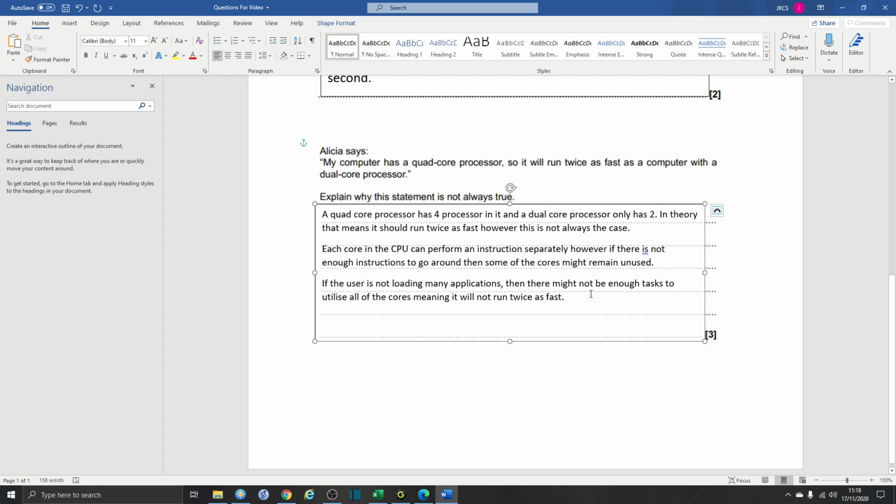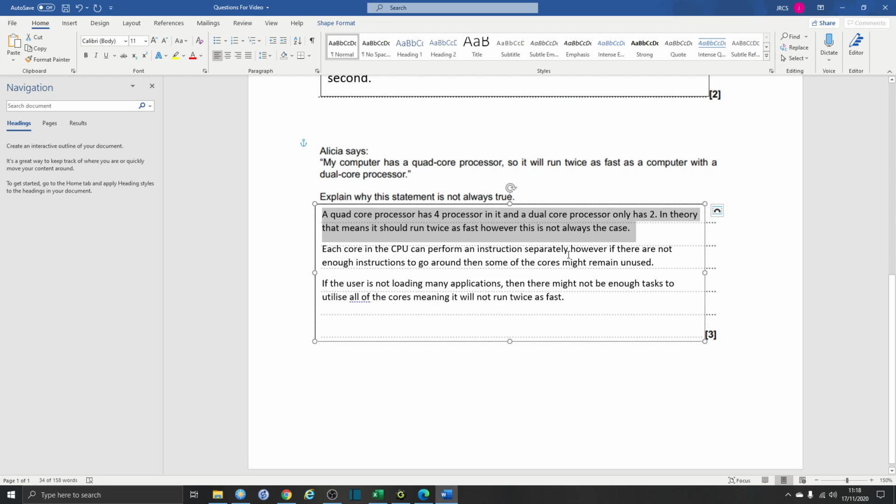This is a more difficult one. It actually was. I was thinking, oh, this is a little bit more challenging. So I explain what the quad core processor and what a processor is. I do the explanation of what these things mean: quad means 4, dual means 2, processor means instructions. So in theory, this is not always true, but you talk about why it could be true.